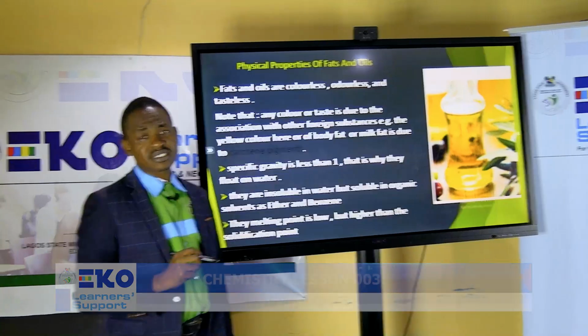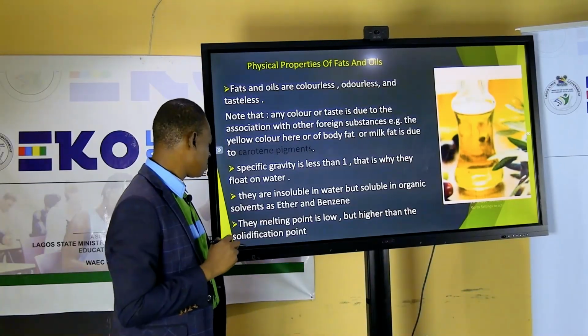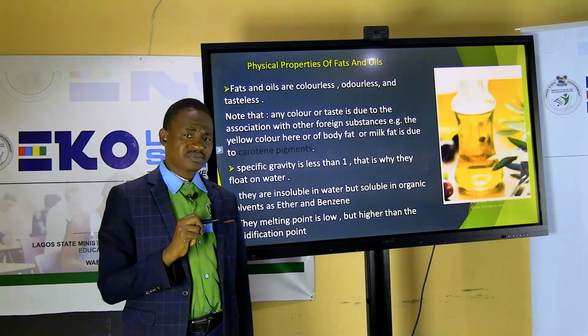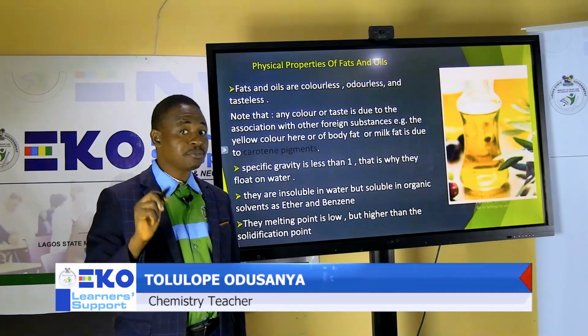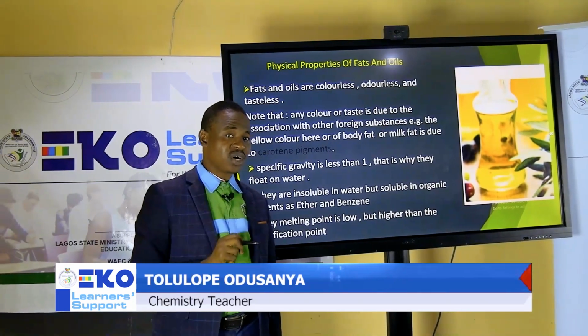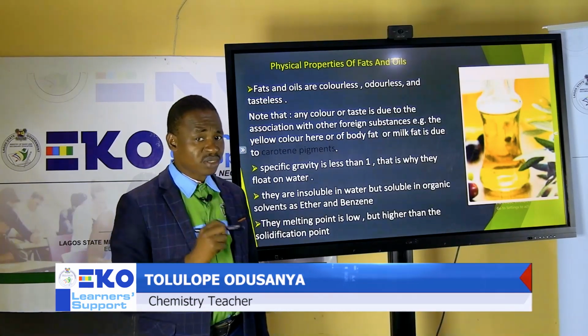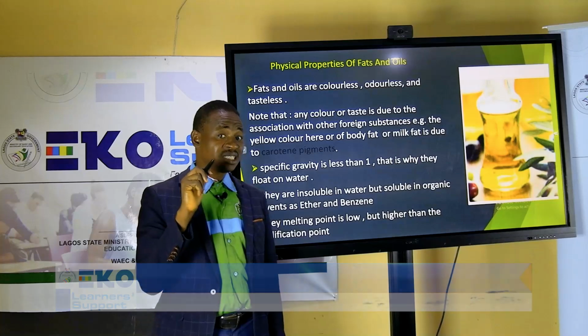Their melting point is low, and also have what? High solidification point. Their melting point is low. What is the meaning? They can easily melt. That is why you put oil inside the pot and you put it on fire. What happens to the oil? Start to melt, because the melting point of that oil is low.